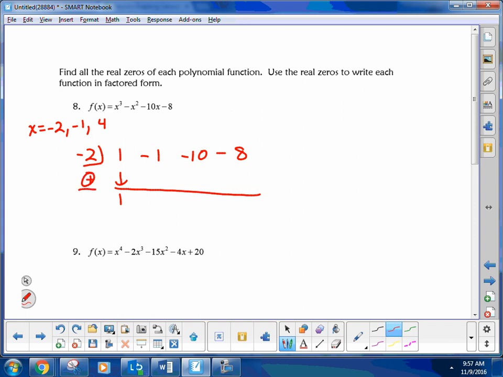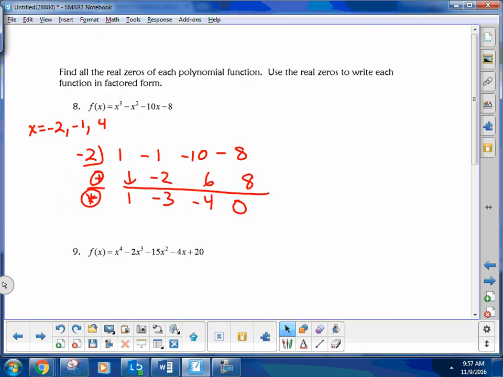Remember, this is add row, multiply row. So we get -2, -3, +6, -4, +8, and lo and behold, 0. So once you discover that, you go ahead and move on to the next one and synthetically divide the next one.